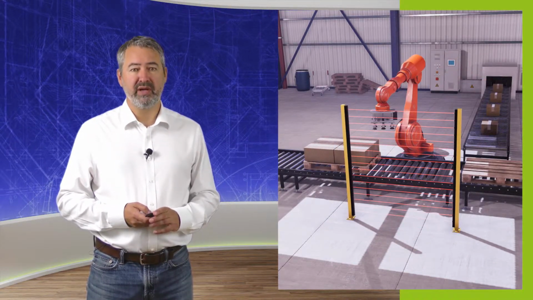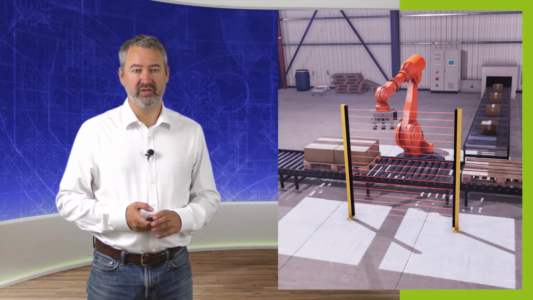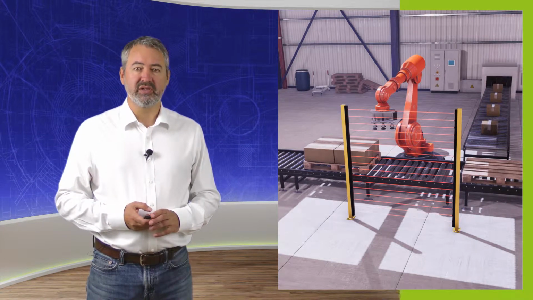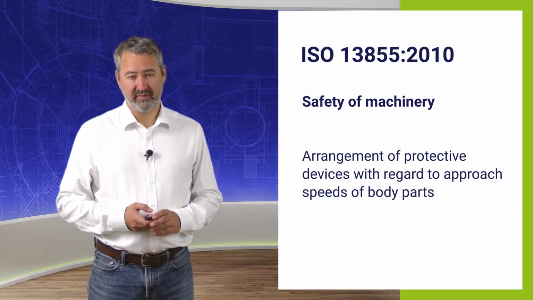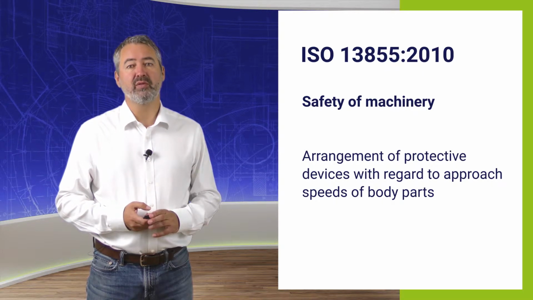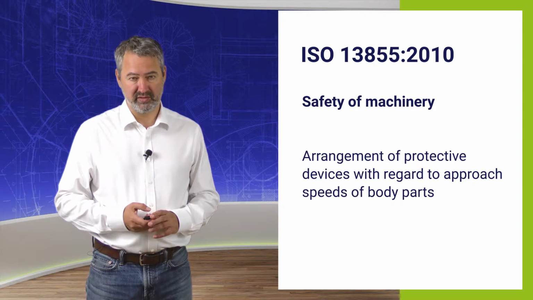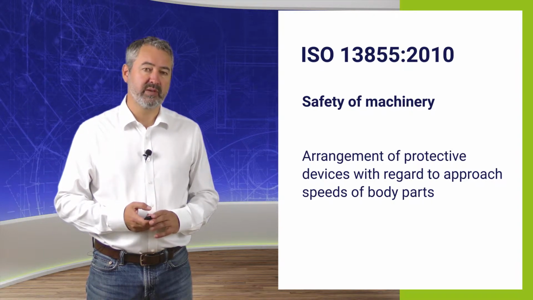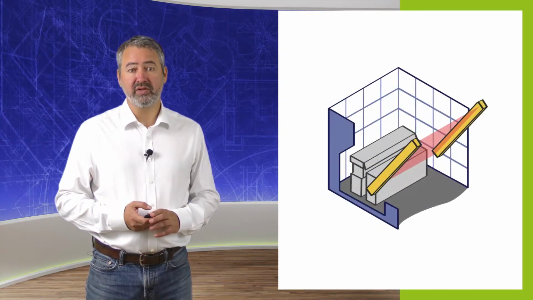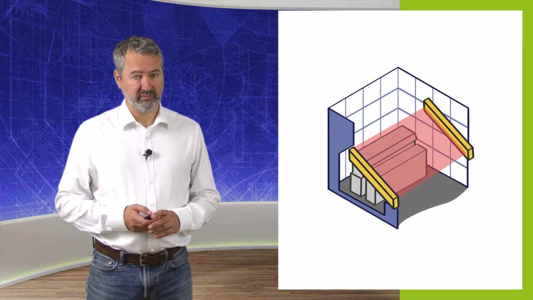Whether it can be implemented at all is decisively dependent on the overrun time of the dangerous movements. The determination of the overrun time is described in the standard ISO 13855-2010, entitled Safety of Machinery, Arrangement of Protective Devices with regard to approach speeds of human body parts. It is also described in that standard that light curtains can be mounted either at an angle or horizontally. This is of course strongly dependent on the application.